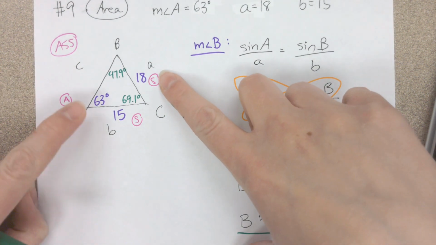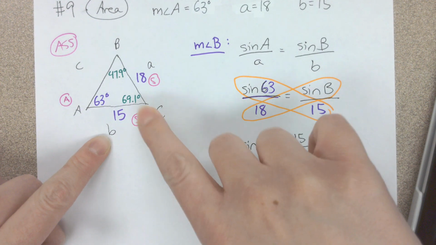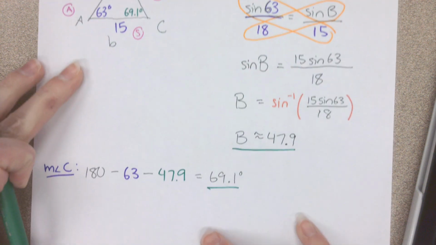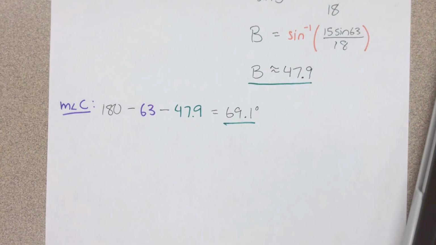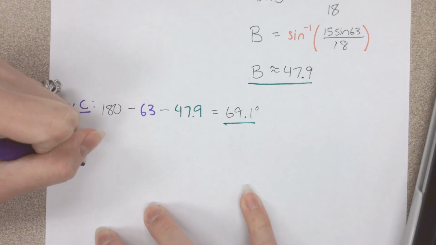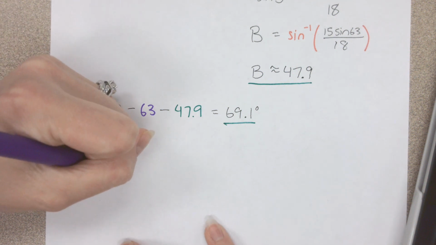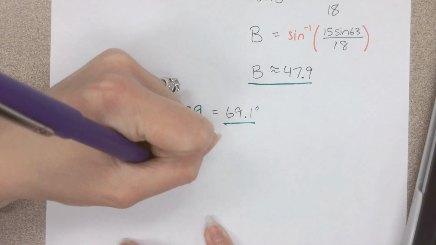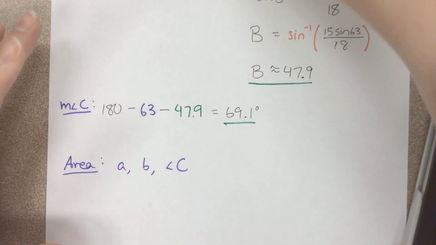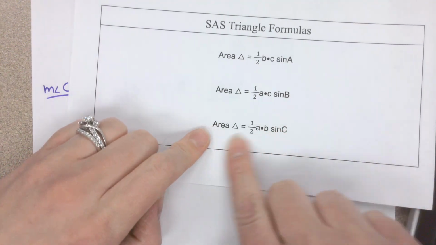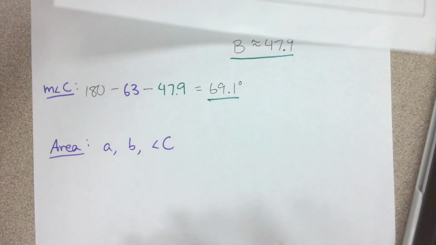Our 2 sides here, A and B, we have the angle in the middle, angle C. So I can use the SAS formula. So our parts are A, B, and angle C. So make sure your parts match before you plug it in. So we're going to use the bottom one, AB angle C.